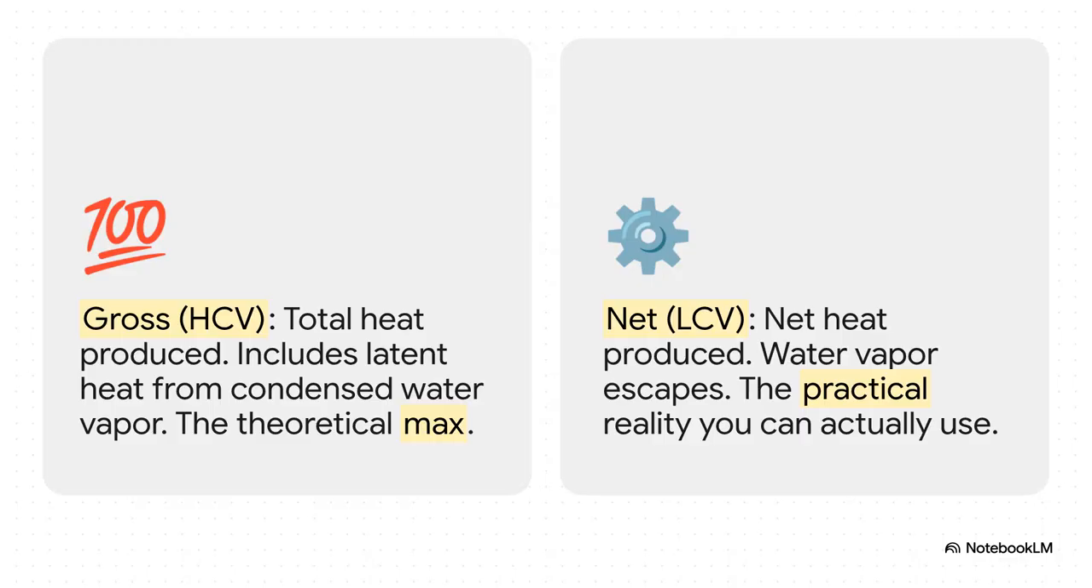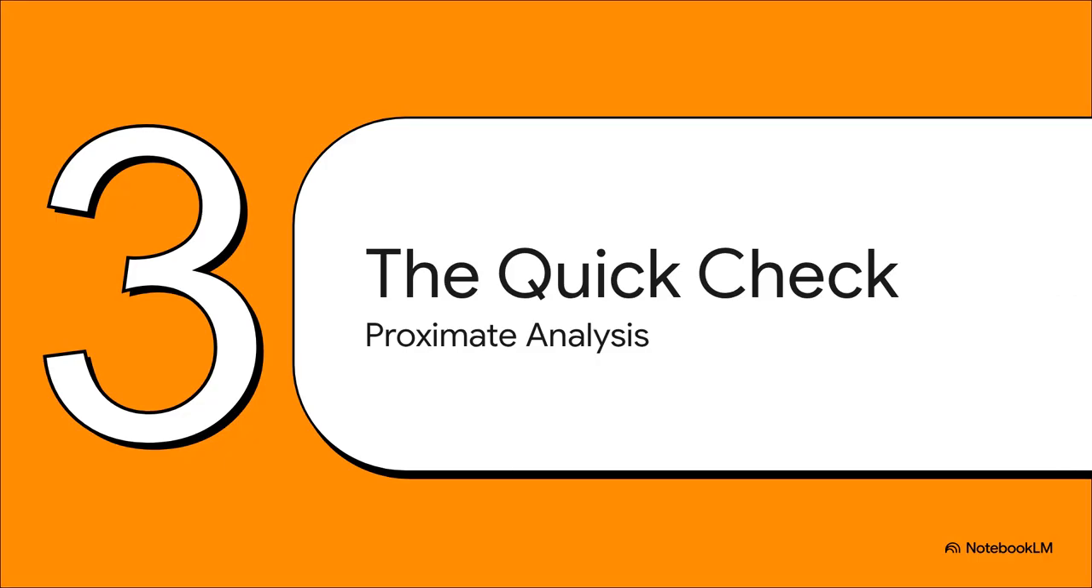Now, this is where things can get a little confusing. The difference between gross, or HCV, and net, or LCV. It all comes down to water vapor. See, most fuels have hydrogen, and when that burns, it creates steam. If you could somehow trap all that steam and cool it back down to water, you'd get back all the energy it took to make the steam in the first place. That's the gross value. It's the theoretical maximum. But in the real world, in most engines, that steam just flies out the exhaust pipe. So the actual usable heat you're left with, that's the net value. That's the practical reality.